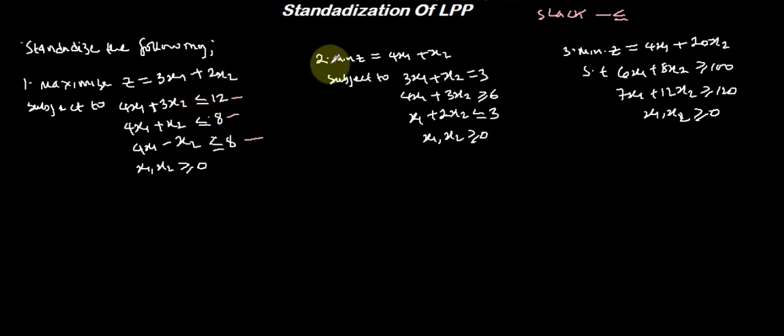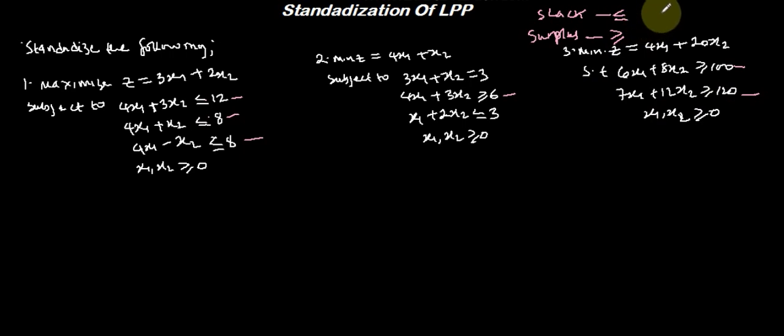And for the second, there's also something called the surplus variable. A surplus variable is introduced when the inequality sign is of greater than or equal to. When the inequality sign is of greater than or equal to, we introduce the surplus variable. Like here, we are going to introduce a surplus variable here, here, and here.